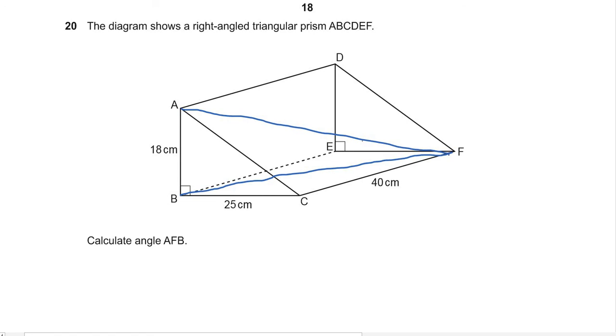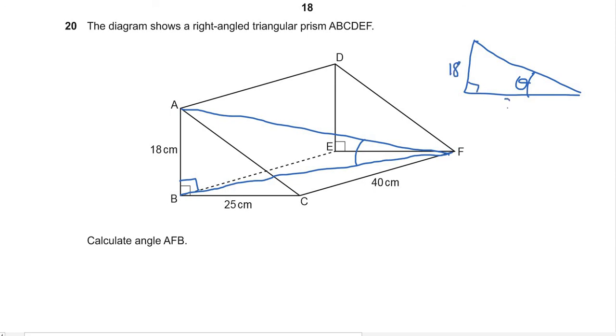Something like that. So we're looking for this angle here. Okay, we know it's a right angle because this bottom bit is a right angle. So maybe I'll draw it out up here. So we're looking for this angle. Let's call it theta. We know this is 18 and we know this is a right angle.